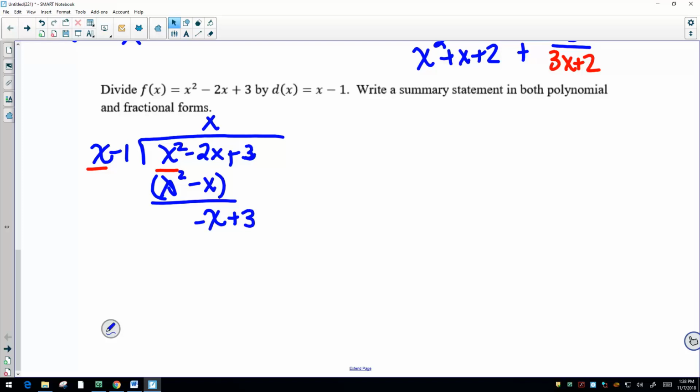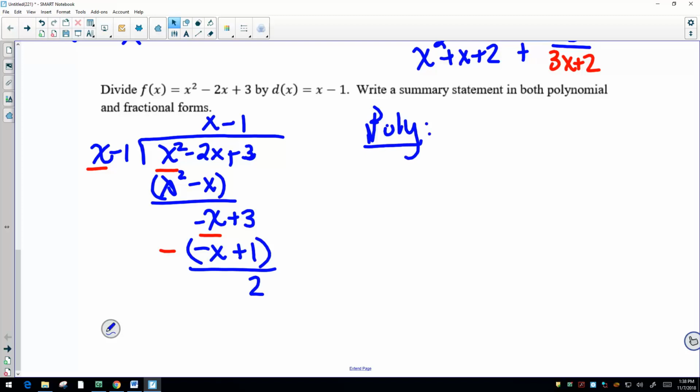So we do this again. X times what gets me negative x. So x times negative 1 would get me negative x. Now we multiply through. So negative 1 times x, negative x. Negative 1 times negative 1, we get a positive 1. Remember, subtract everything. First term drops, that's good. 3 minus 1, 2.